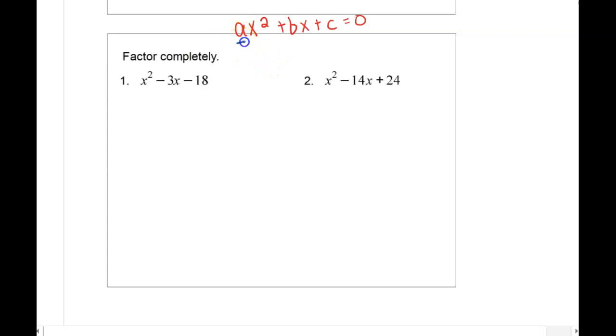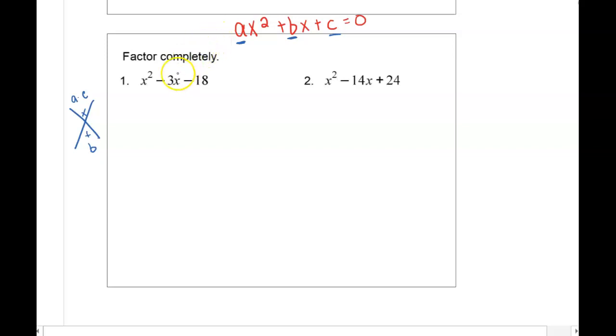Okay, so our a is always the value in front of our x squared, our b is always the value in front of the x, and our c is the number by itself. So when I factor these, I want two numbers that multiply to a times c and add to b. Now it's important to note that not every single equation can be factored.